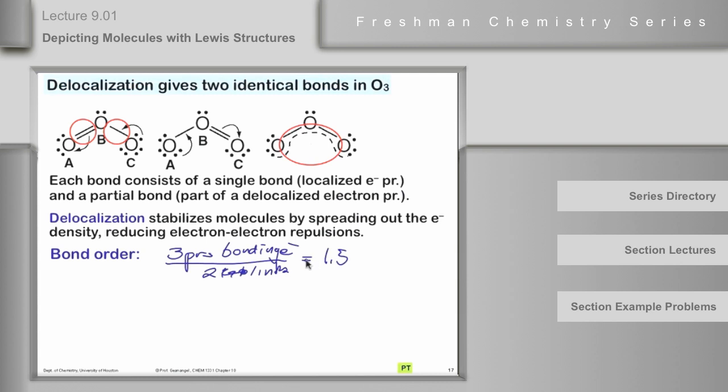And what's neat about this, and why it's worth buying into, is if you go to a table of bond lengths and bond energies and you look up an oxygen-oxygen single bond and an oxygen-oxygen double bond and compare that to the bond lengths for ozone, what you see is it's halfway in between the two. So it works. It might be a little stretch, but it does work.